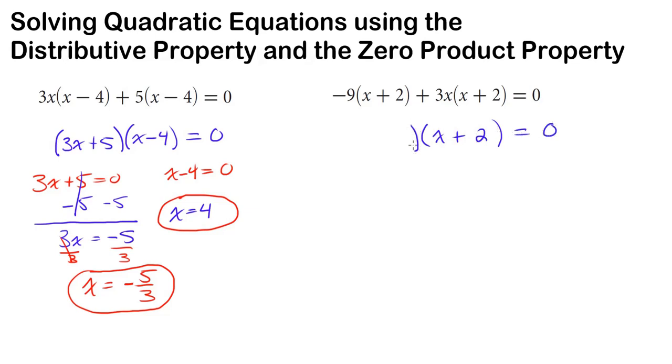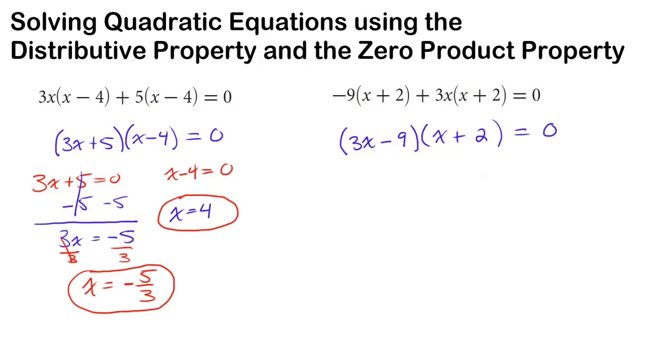And then we're going to write a new binomial, and we're going to combine this negative 9 and this 3x together. So now you could write negative 9 plus 3x. That's fine. But I like putting the x first. So I'm going to put the x first. So this is positive 3x. And this is a negative 9. So I end up with 3x minus 9 times x plus 2 equals 0.